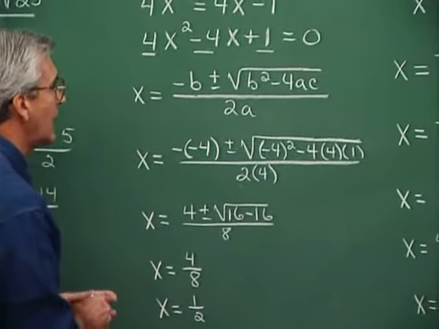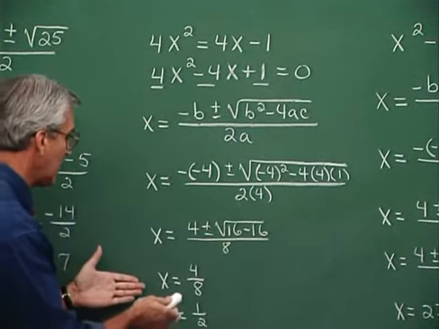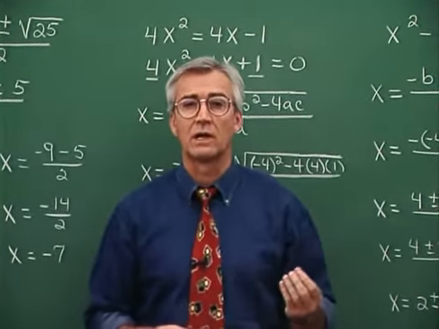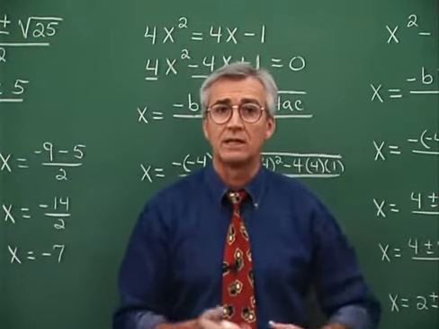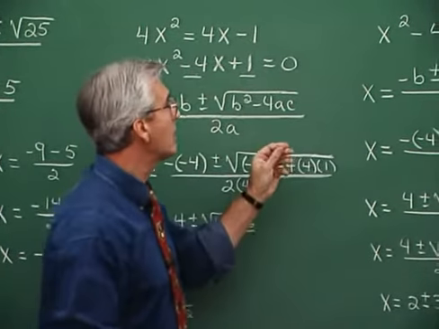Sometimes that situation happens. It's a double root now. It actually occurs twice. If we were factoring, it would turn out that the factors would be x minus 1/2 times x minus 1/2. But at any rate, this double root idea is a possibility, and we can see it here with using the quadratic formula.